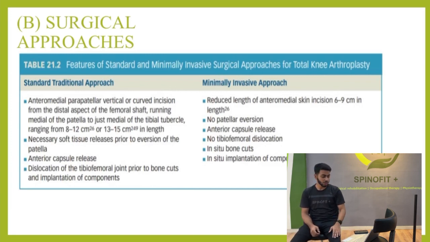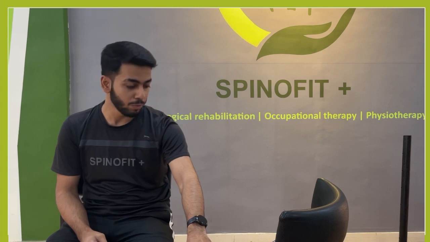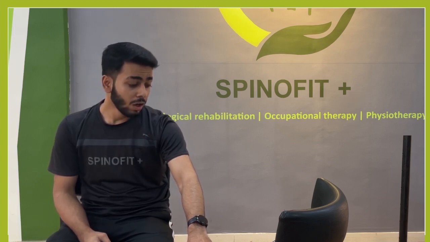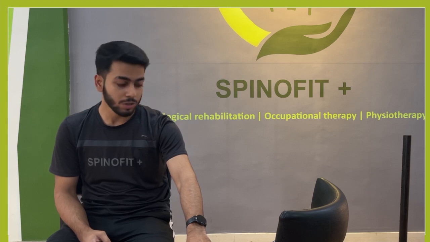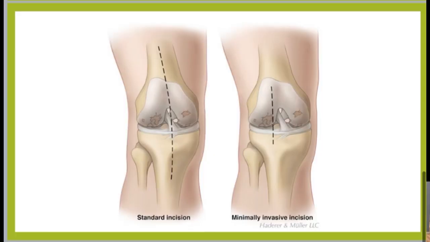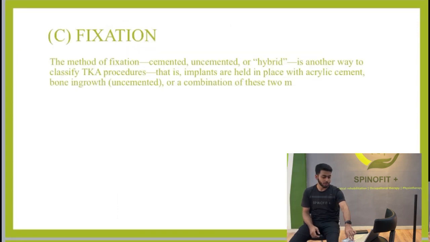In the traditional approach, the incision size ranges from 8 to 12 cm to 13 to 15 cm, whereas in minimally invasive it is reduced to 6 to 9 cm. In the traditional approach, we have to dislocate the tibiofemoral joint prior to the bone cut, whereas in the minimally invasive approach dislocation is not required. Necessary soft tissue release prior to eversion of the patella is required in the traditional approach, whereas in the minimally invasive approach no patellar eversion is required. And in the minimally invasive approach, we do in situ bone cuts and in situ implantation of components.